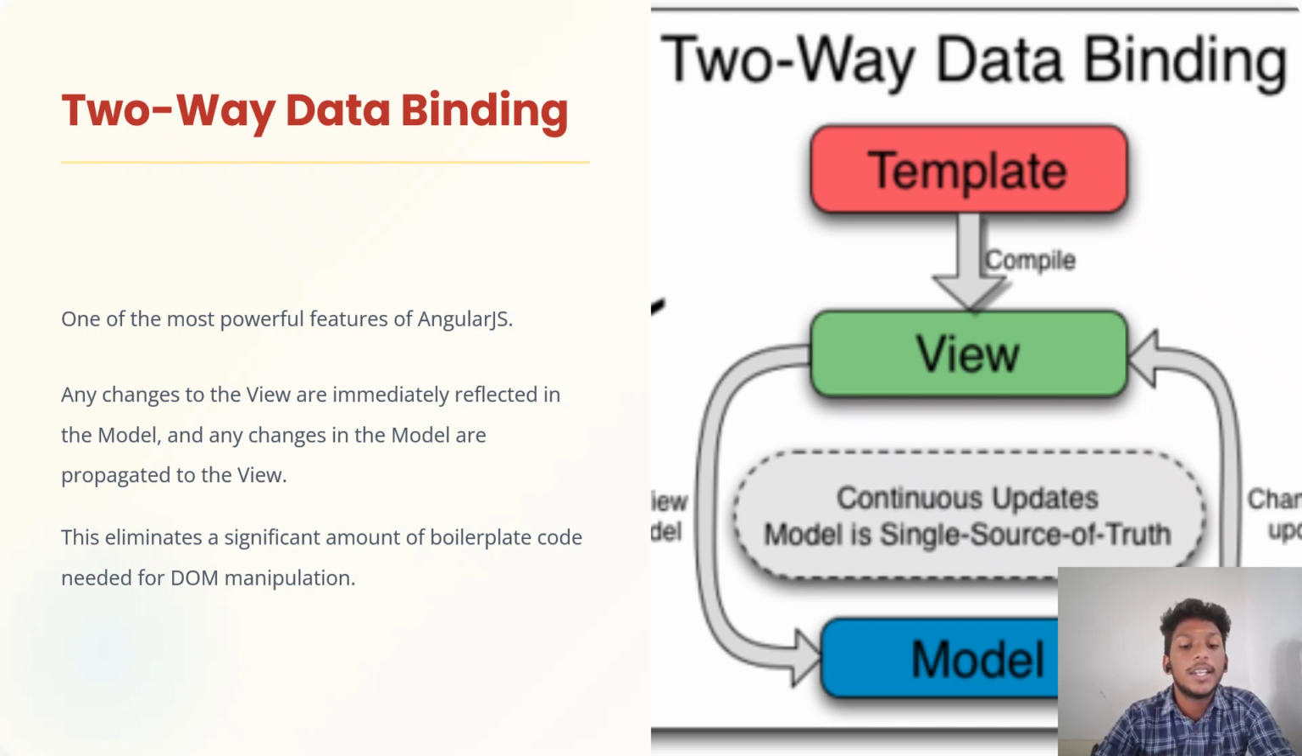And this creates a continuous loop that eliminates a huge amount of repetitive boilerplate code. It is one of the most powerful features of AngularJS. Any changes to the view are immediately reflected in the model, and any changes in the model are propagated to the view. This eliminates a significant amount of boilerplate code needed for DOM manipulation. Let me show the diagram to understand two-way data binding.